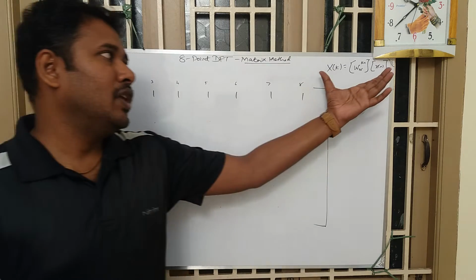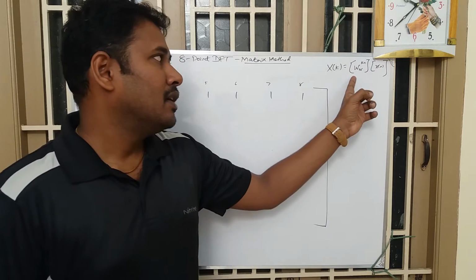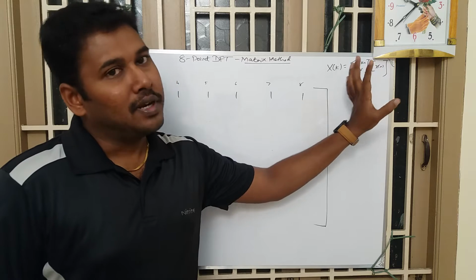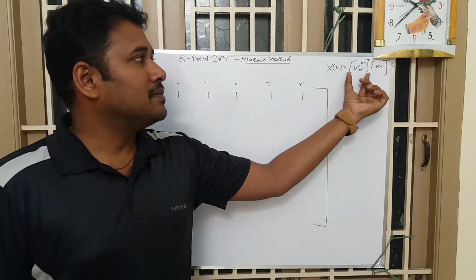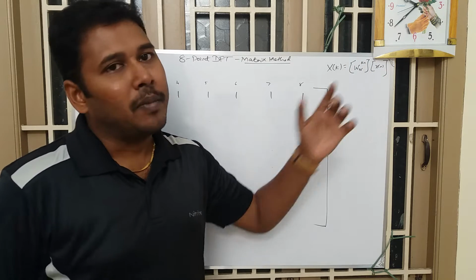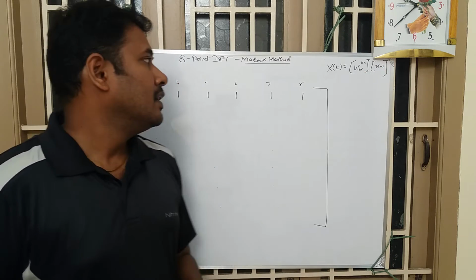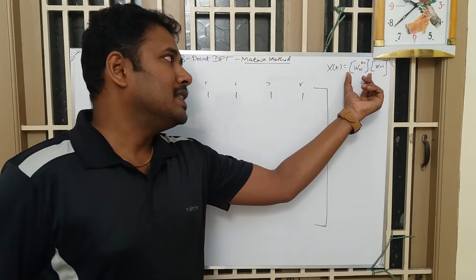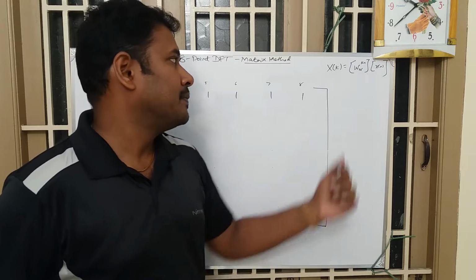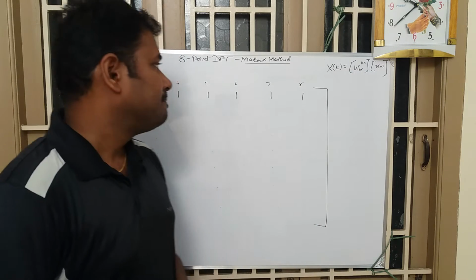We know the formula to calculate X(k) is W_N to the power kn times x(n), both in matrix format, and this matrix is going to be the common matrix for all problems irrespective of the value of x(n). So, to remember this 8-point DFT matrix, I'm going to tell you a shortcut.